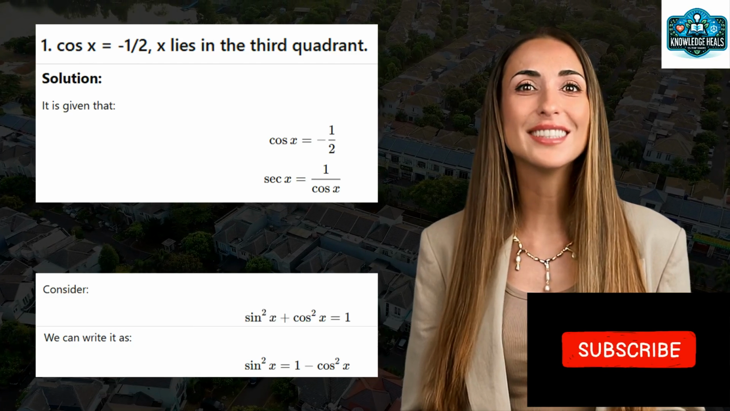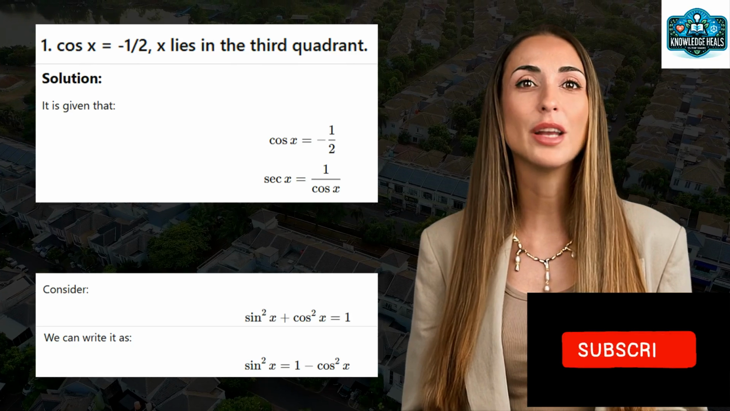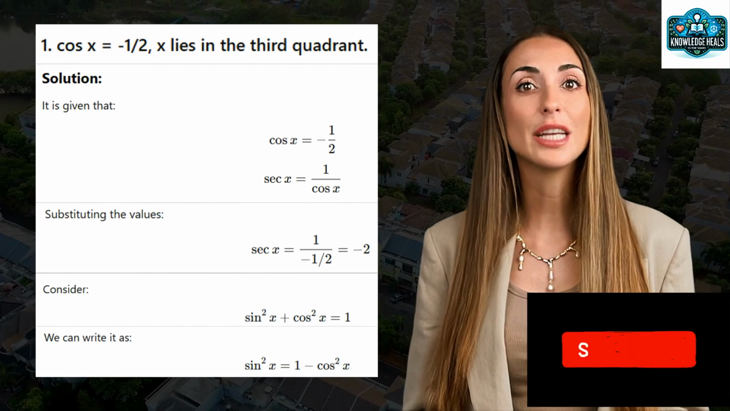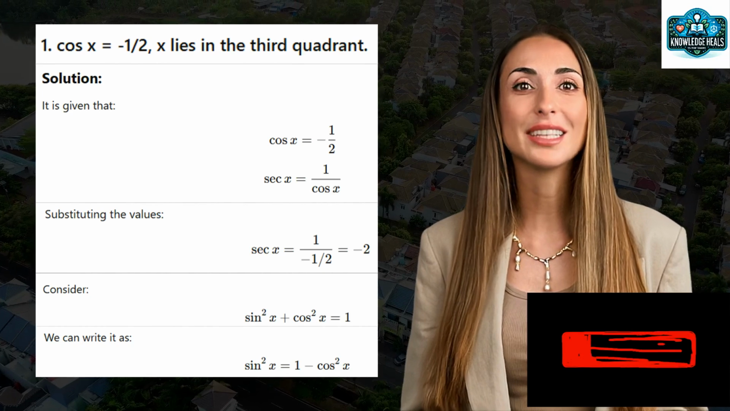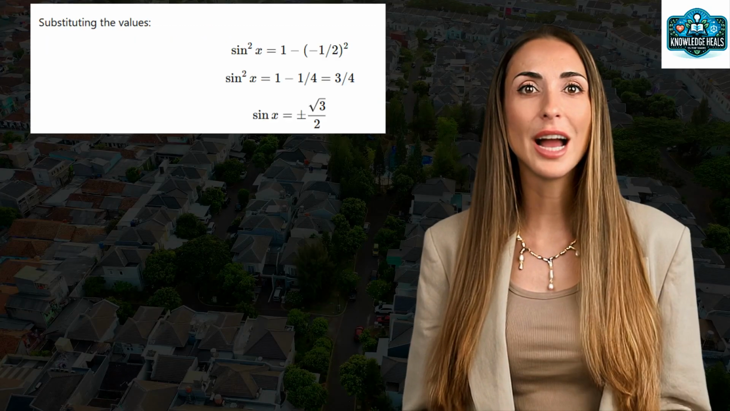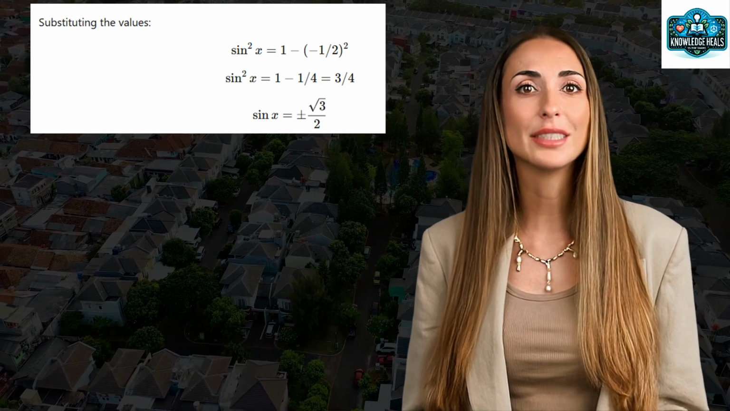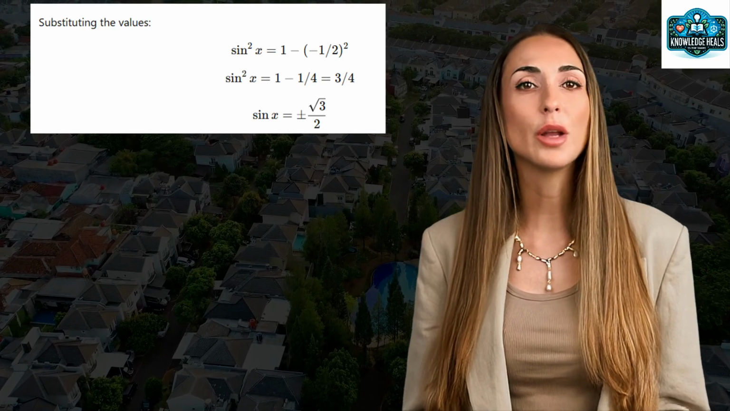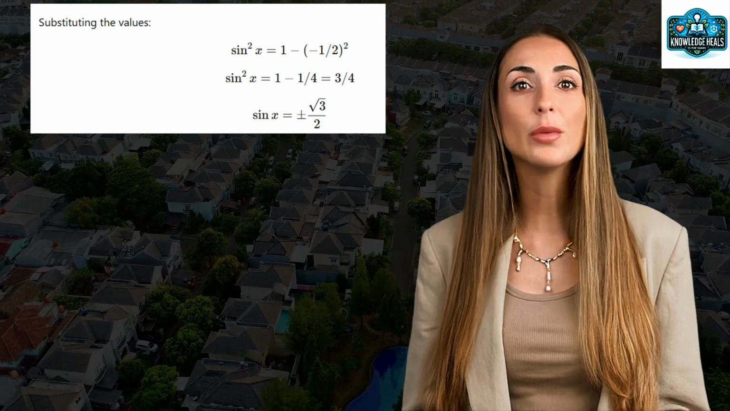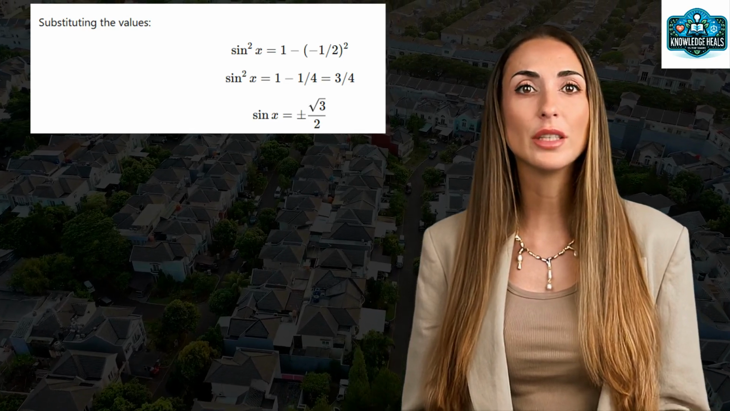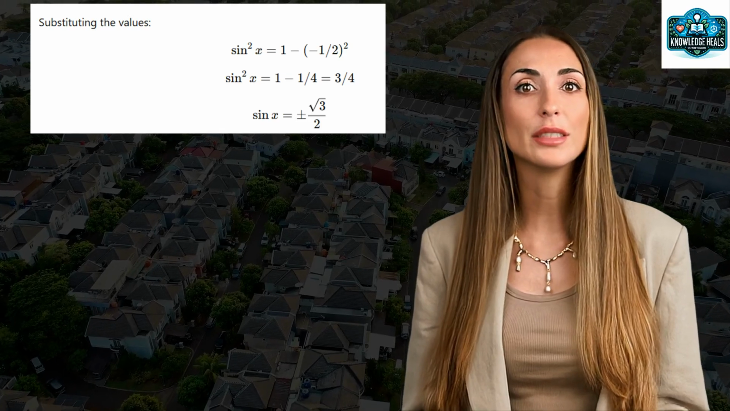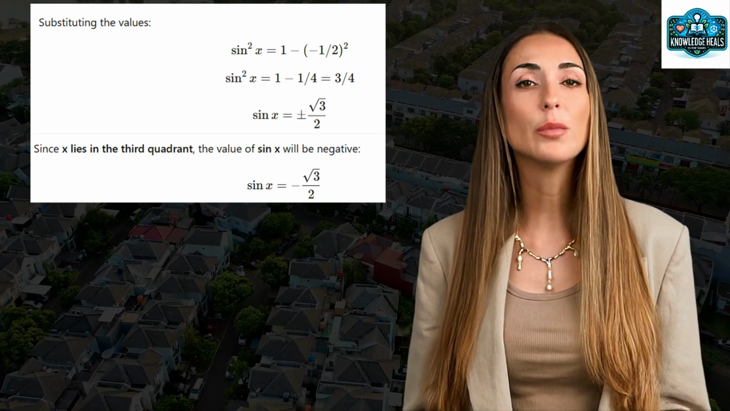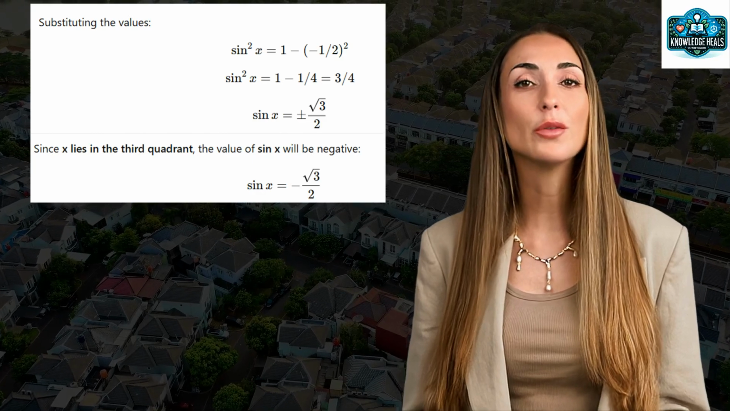We will consider the identity sine square x plus cosine square x is equal to 1, and then we can write sine square x is equal to 1 minus cosine square x. As we substitute values in sin square x, it becomes sin square x is equal to 1 minus of minus 1 by 2 square, then sin square x becomes 3 by 4, and we take out the square root. So the value of sin x becomes plus minus root 3 by 2. But x lies in the third quadrant, so it becomes sin x equal to minus root 3 by 2.